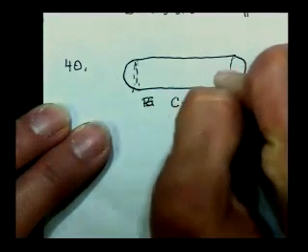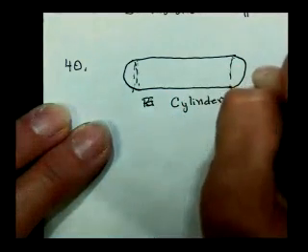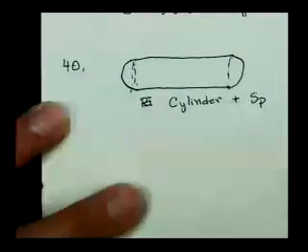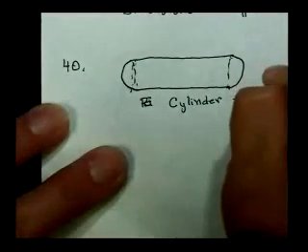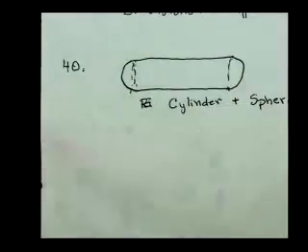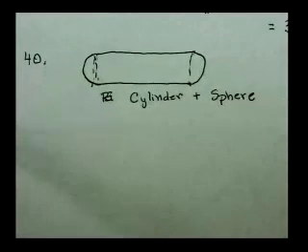Plus a sphere. Two hemispheres make a whole sphere. So basically, we just have a right circular cylinder and a sphere. If we want the volume of that tank, we're just going to add the volume of the cylinder to the volume of the sphere. If we want surface area, we're going to need to add the surface area of the cylinder to the surface area of the sphere.